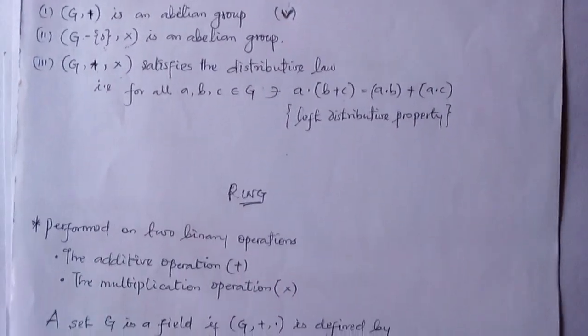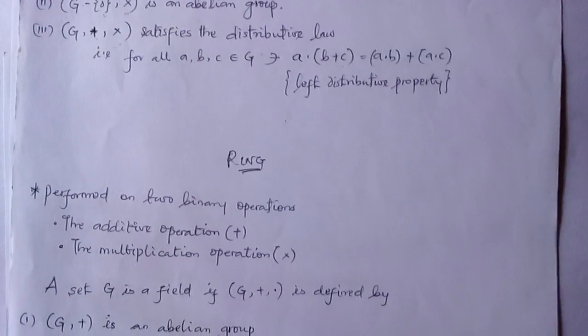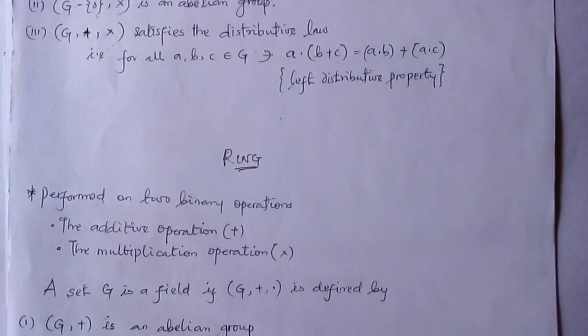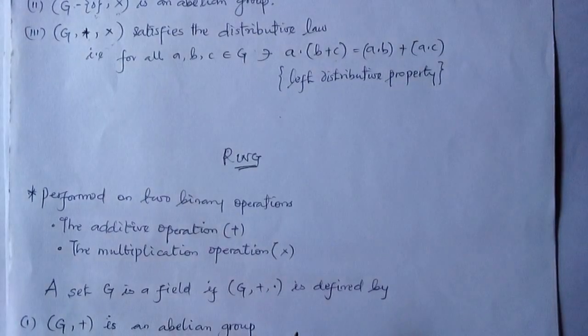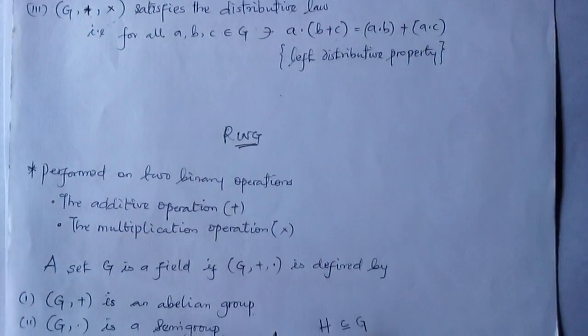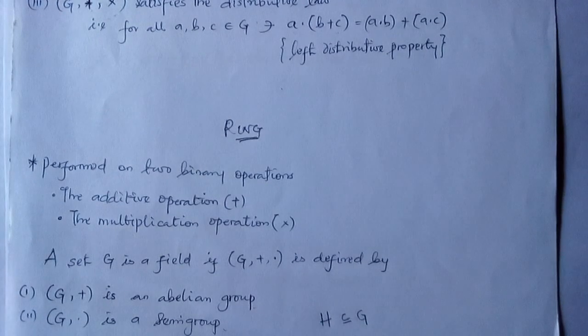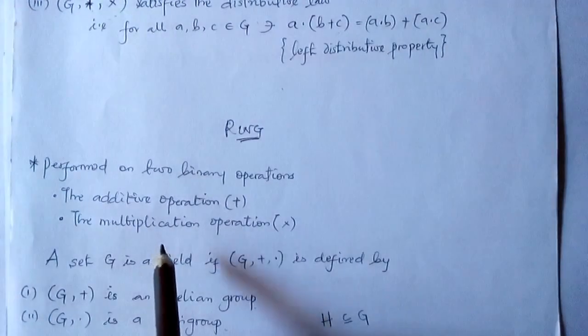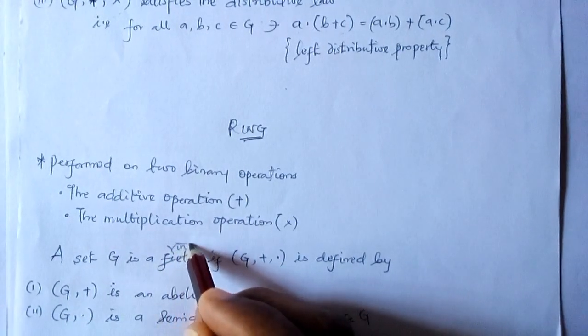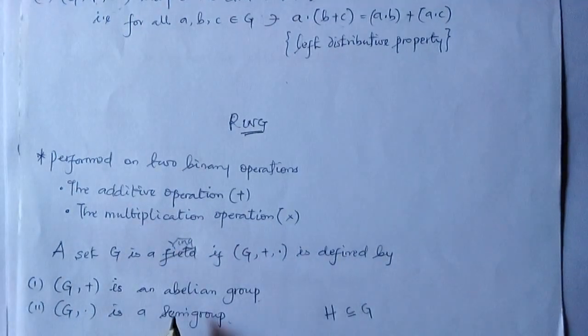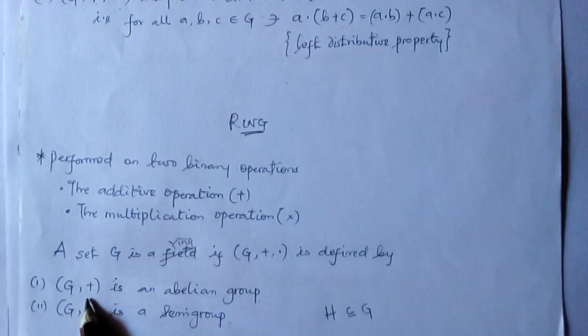Another aspect of this tutorial today is rings. Rings are also performed under two binary operations, the additive and multiplicative operation. For G to be called a ring, G under plus must be an abelian group, and under the multiplicative operation it must be a semigroup.